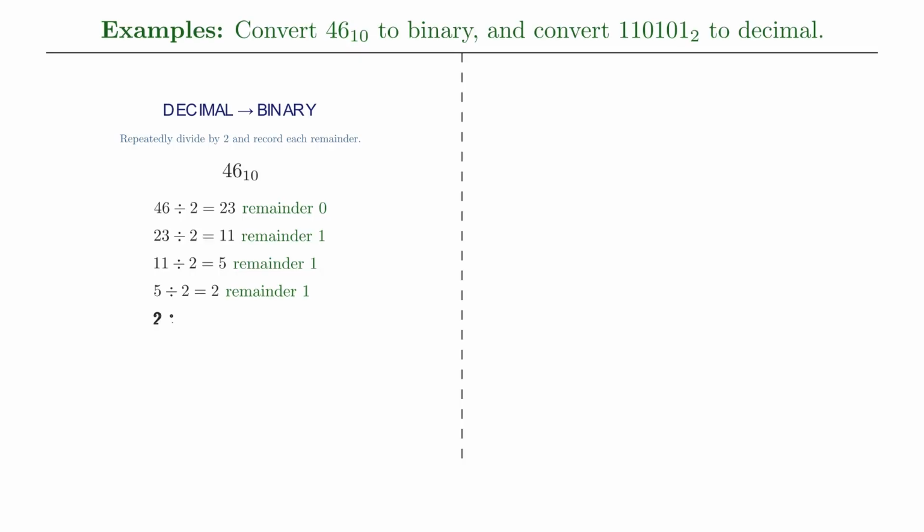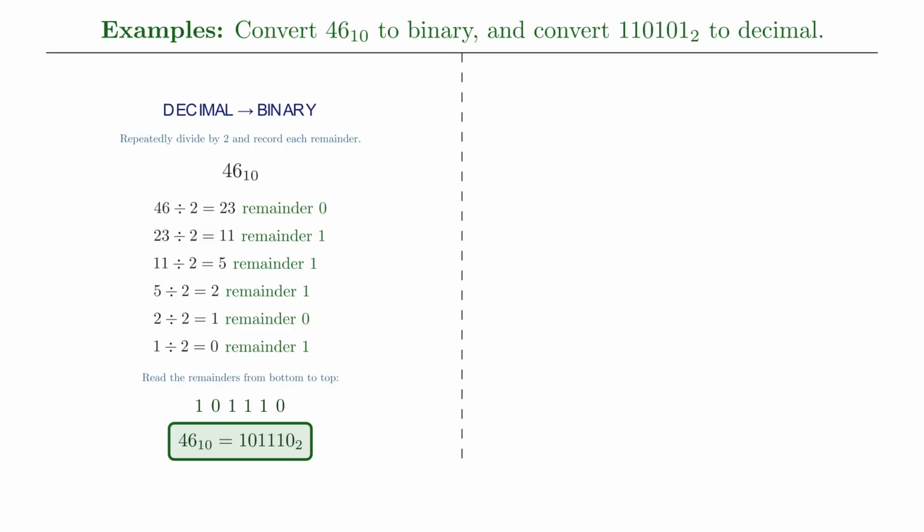Then 2 divided by 2 equals 1, remainder 0. And finally, 1 divided by 2 equals 0, remainder 1. To get our binary number, we read these remainders from bottom to top: 1, 0, 1, 1, 1, 0. So 46 in decimal, converting to binary, is 101110.